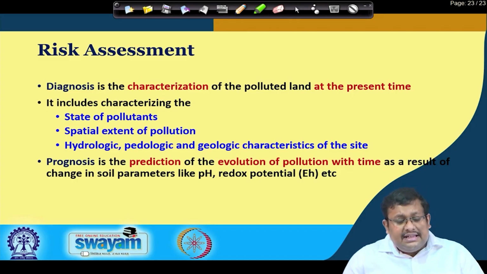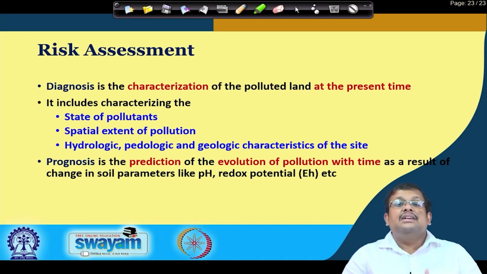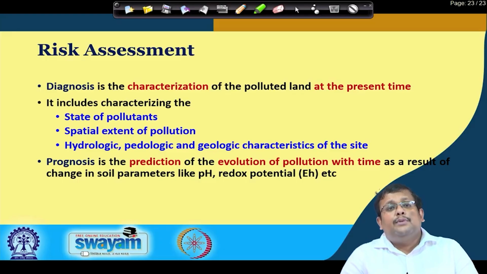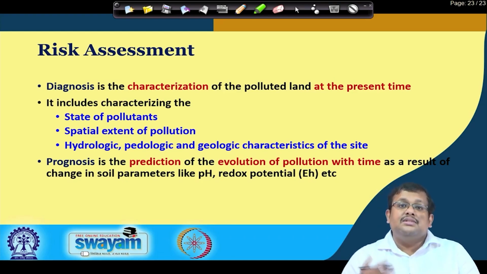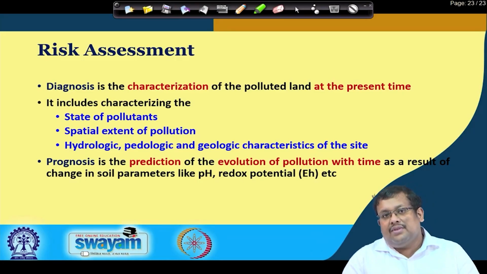Now, in risk assessment, diagnosis is the characterization of the polluted land at the present time, and it basically includes characterizing the state of the pollutants and the spatial extent of the pollution, hydrologic, pedologic and geologic characteristics of the site, whereas prognosis is the prediction of the evolution of the pollution with time as a result of change in soil parameters like pH, redox potential, etc. So, basically prognosis predicts the evolution of the pollution with time when there is a change in soil pH, redox potential, etc. One is current measurement of the characterization of the pollution, that is diagnosis, and the prognosis is the prediction of the evolution of the pollution.